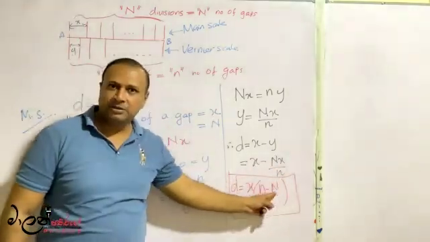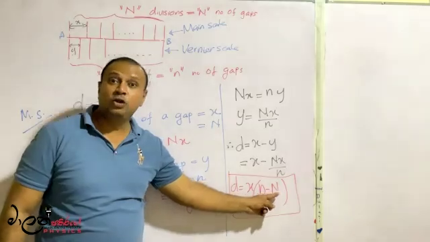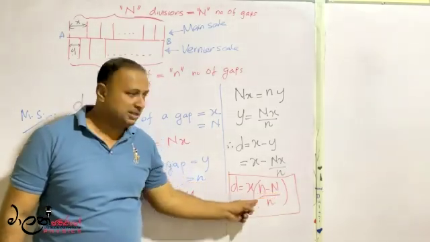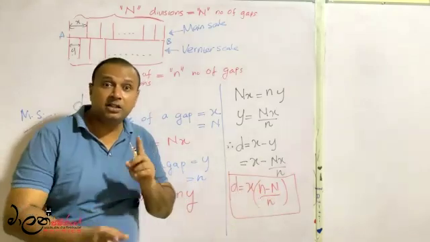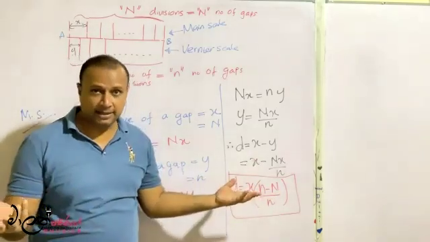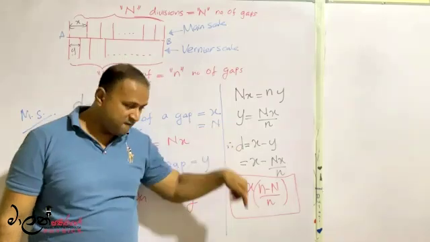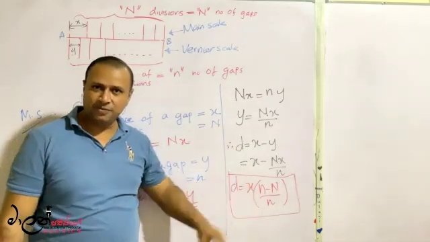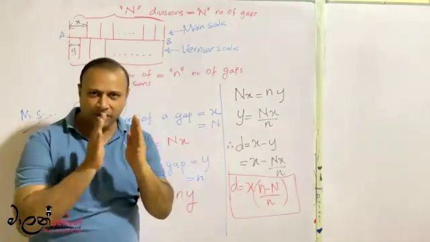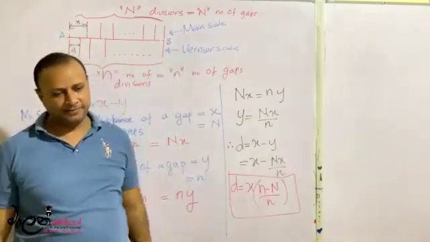This is the difference between two divisions, the division in the main scale and the vernier scale. Simple n means the number of divisions in the vernier scale. Capital X means the value of a division in the main scale.